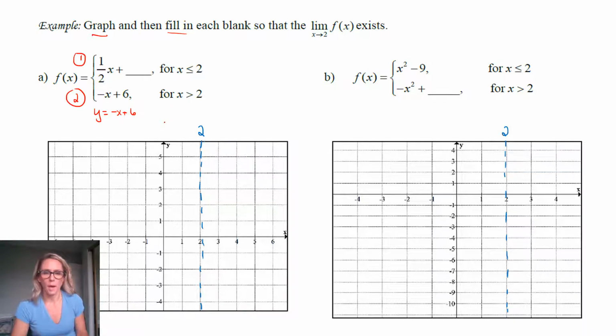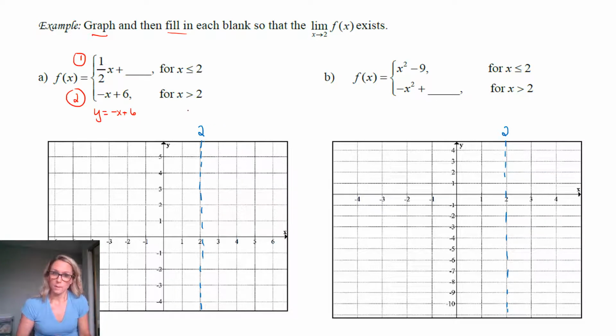Now, because it's a line, I know that it's continuous and it just keeps going in either direction along the whole plane. So I want to graph this for anything greater than 2, but I also know that greater than 2 means it could be 2.000000001.